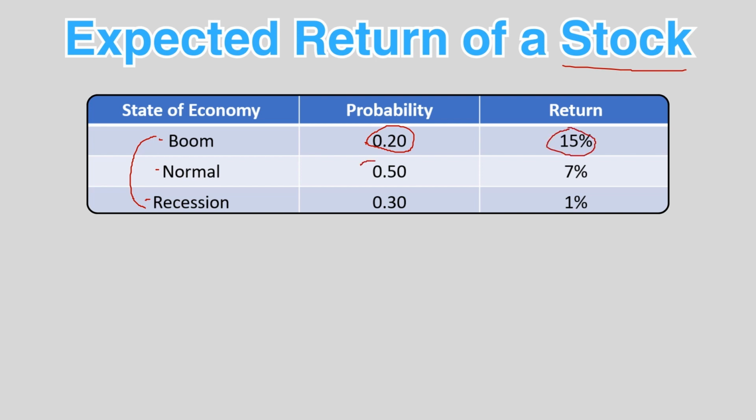Let's say the economy stays normal, which has a 50% chance of happening. Our stock's going to give us a 7% return. Let's say the economy goes into a recession, which has a 30% chance of happening. Our return for the stock is going to be 1%.